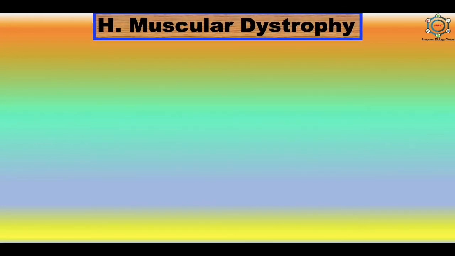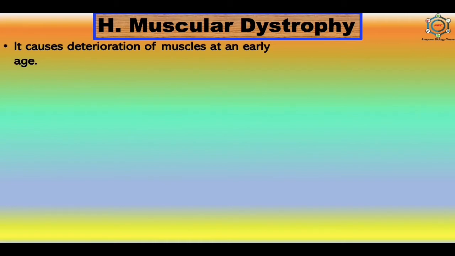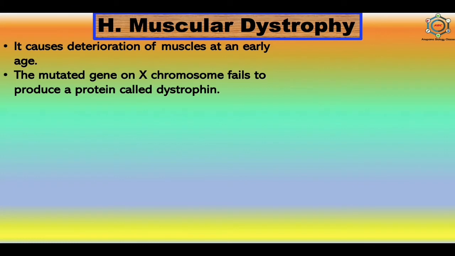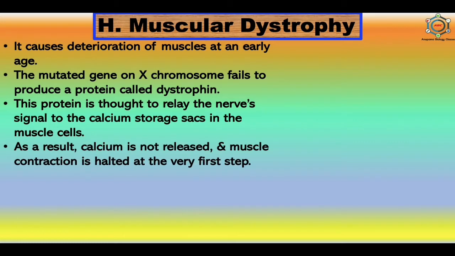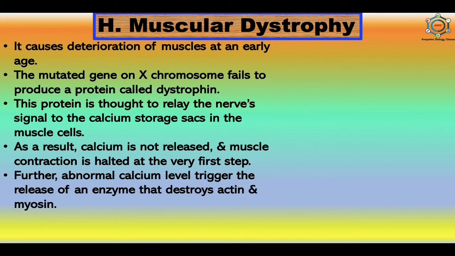Now next is muscular dystrophy. What is muscular dystrophy? It causes deterioration of muscles at an early age. The mutated gene on the X chromosome fails to produce a protein called dystrophin. This protein is thought to relay the nerve signals to the calcium storage sacs in the muscle cells. As a result, calcium is not released and the muscle contraction is halted at the very first step.